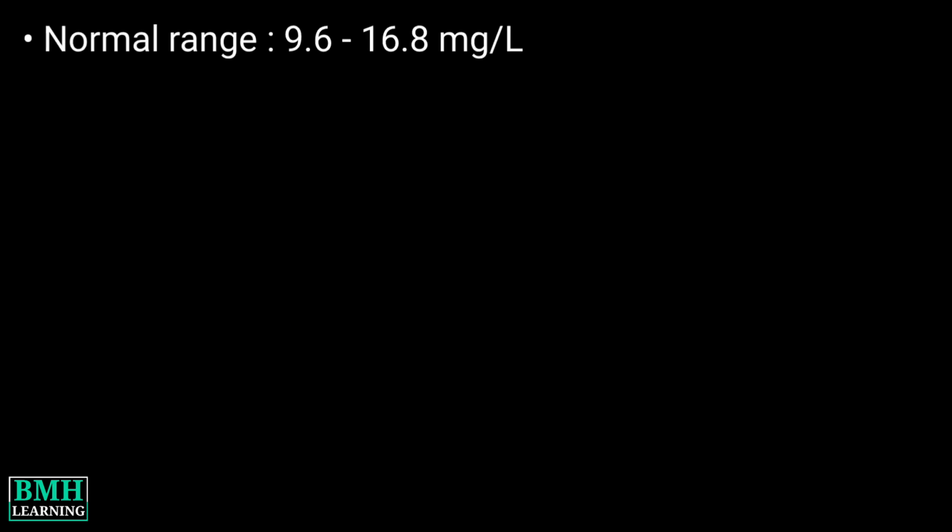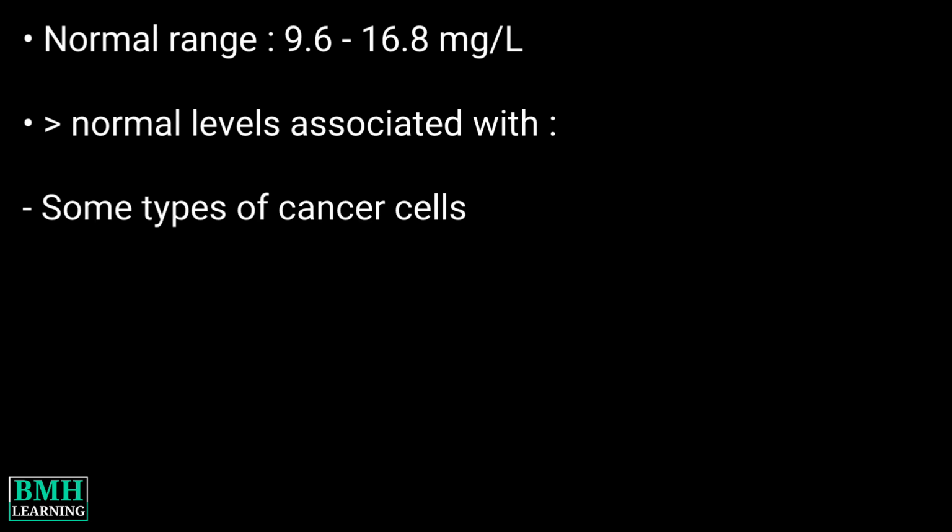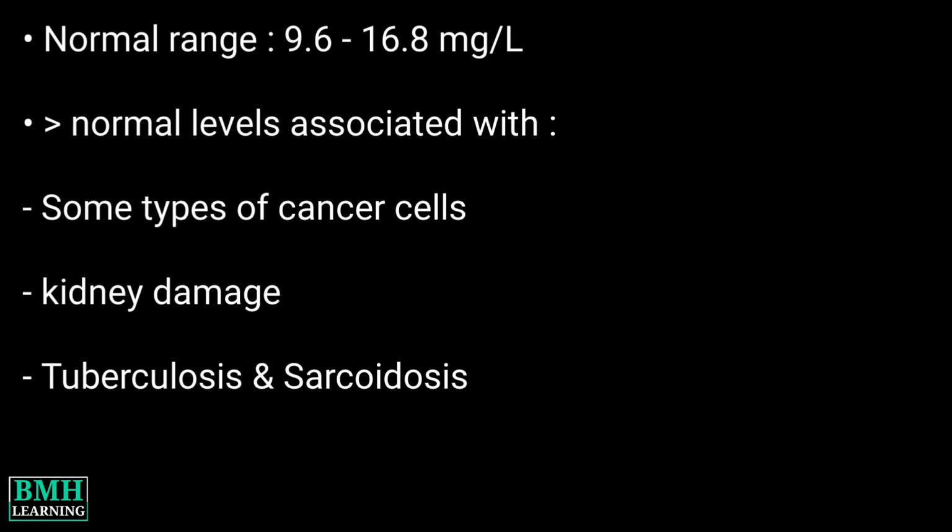Results: normal range is between 9.6 and 16.8 mg per liter for all age groups. Higher than normal levels are associated with some types of cancer cells, especially in certain types of leukemia, kidney damage, and other conditions such as tuberculosis and sarcoidosis.